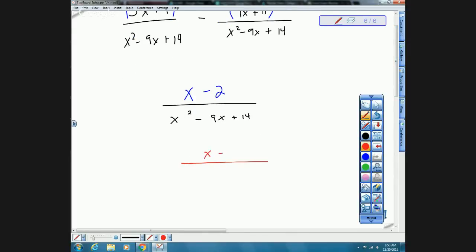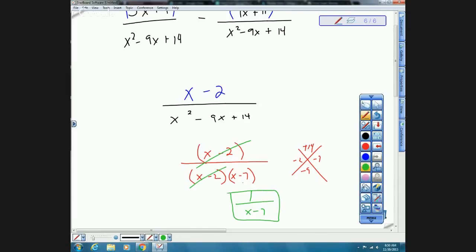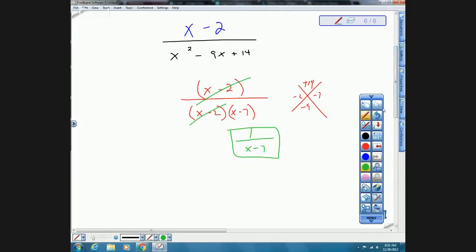x minus 2 over x minus 7. So on the bottom, I can simplify the bottom. I'm looking at what multiplies to be 14 and adds up to be negative 9. Negative 7, negative 2. Negative 2, negative 7. Those cancel out, and I just get 1 over x minus 7.